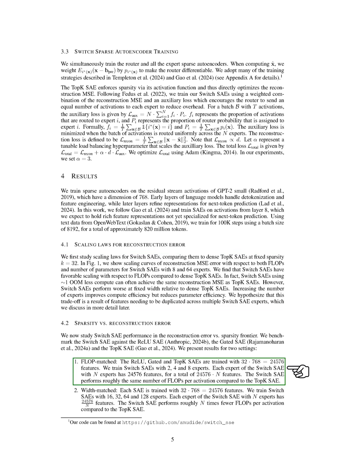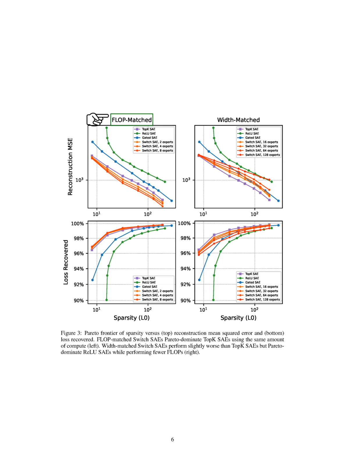In the flop-matched scenario, we train switch sparse autoencoders with 2, 4, and 8 experts, each having 24,576 features. The results show that switch sparse autoencoders outperform top-K, gated, and ReLU sparse autoencoders in both MSE and loss recovery. As we increase the number of experts, performance improves while keeping computational and memory costs relatively stable.